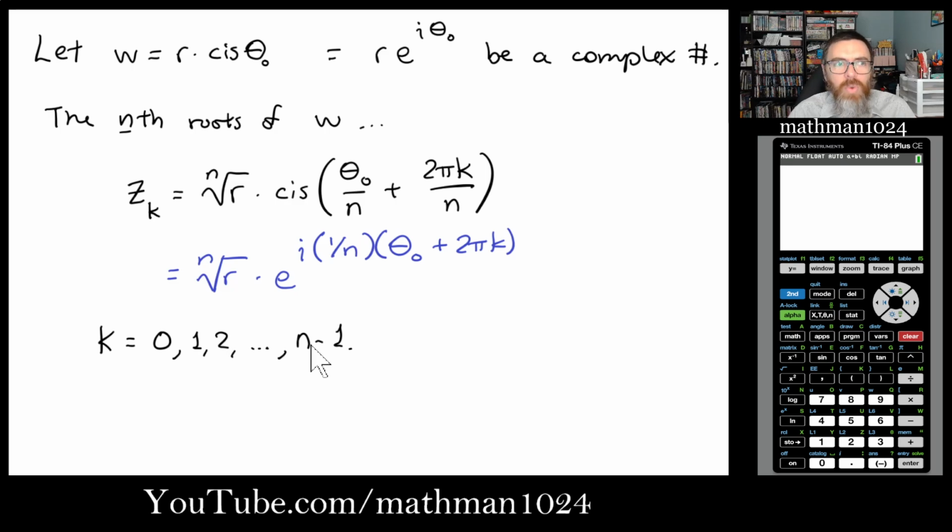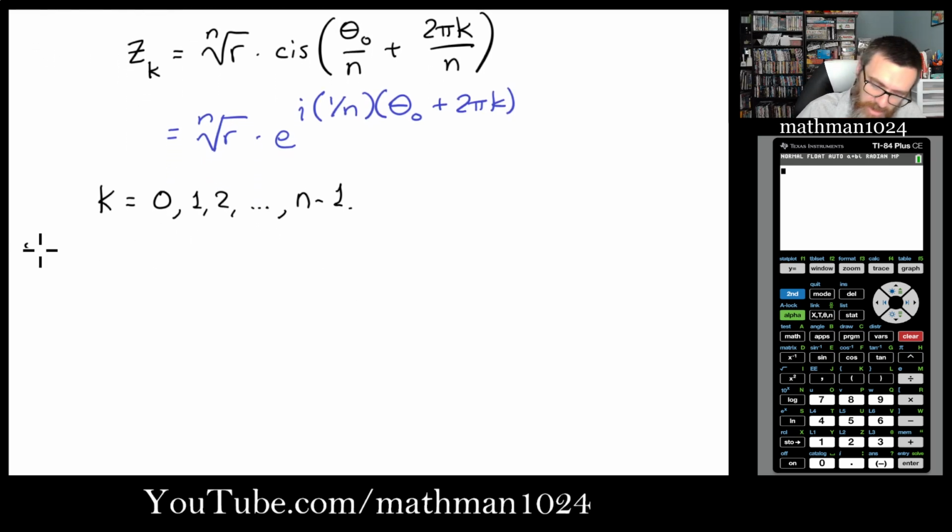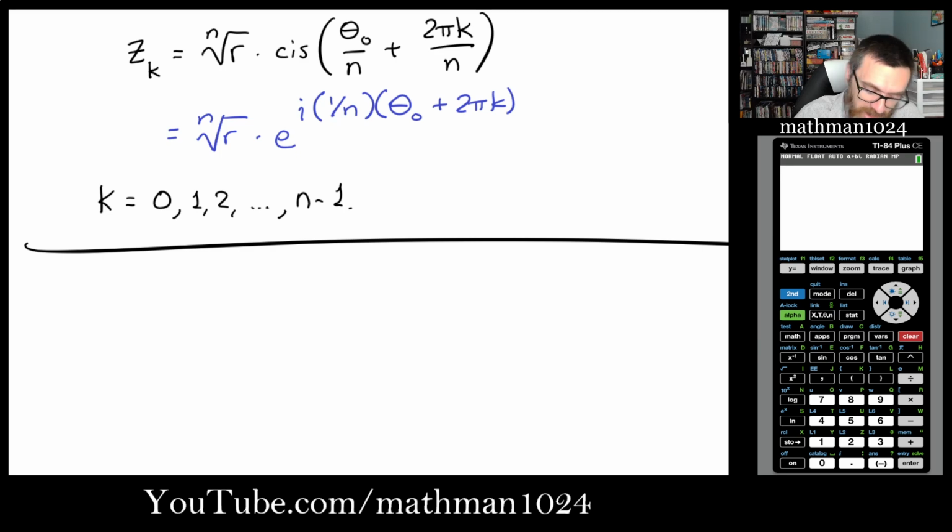So that means that if you are looking for the cube roots, your k is going to go 0, 1, and 2. So there's going to be 3 of them, but you're going to start with the subscript of 0. And you're going to plug in 0 for k and go at it that way. So for example, if we want to find the fourth roots of negative 4 minus 4i.